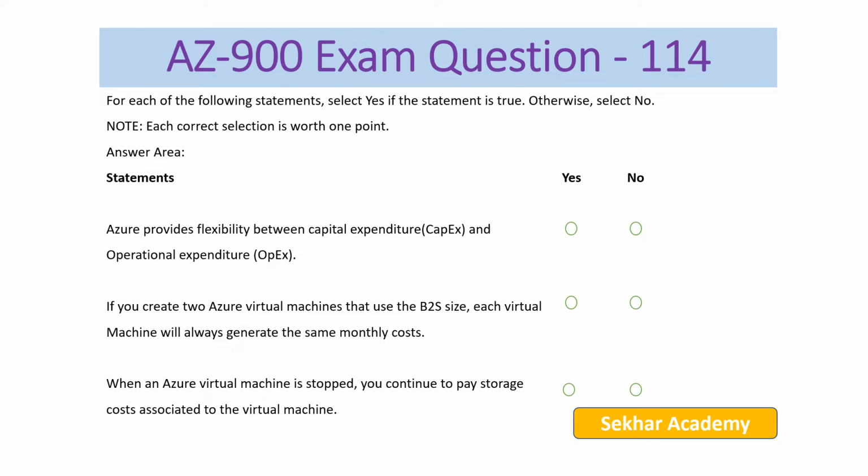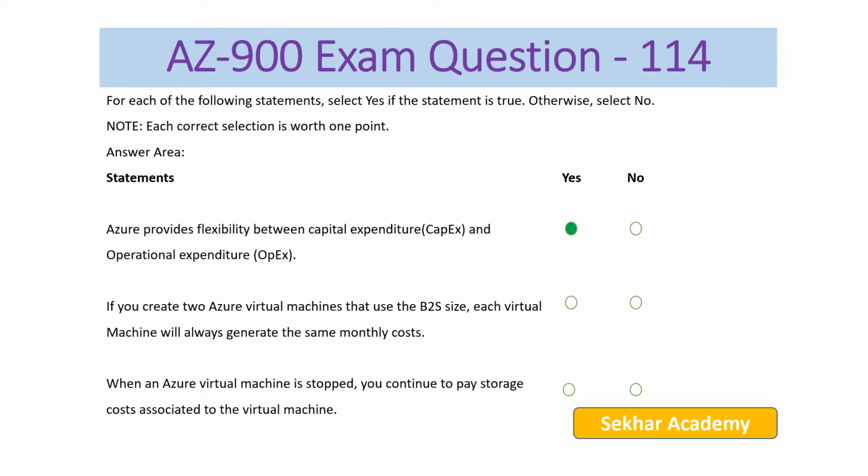The next question, AZ-900 exam question number 114. For each of the following statements, select yes if the statement is true, otherwise select no. Note, each correct selection is worth 1 point. So in the answer area, we have three statements. Let's go to statement 1. Azure provides flexibility between capital expenditure and operational expenditure. Options we have yes or no, right? So yes, Azure will provide you the flexibility where you can choose capital expenditure or operational expenditure. So the right answer is yes.